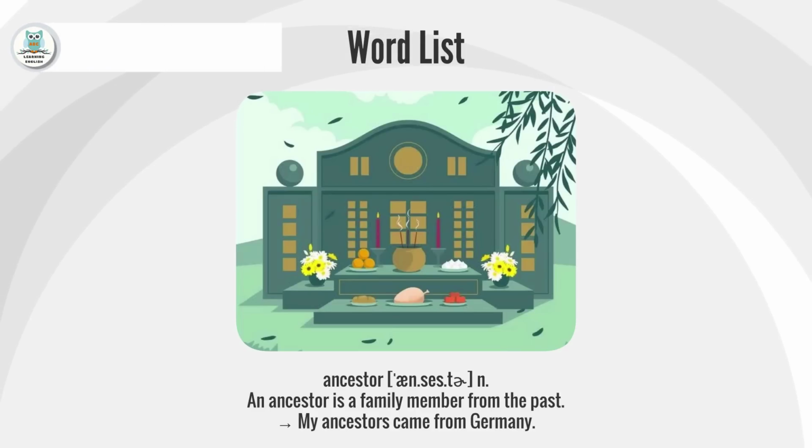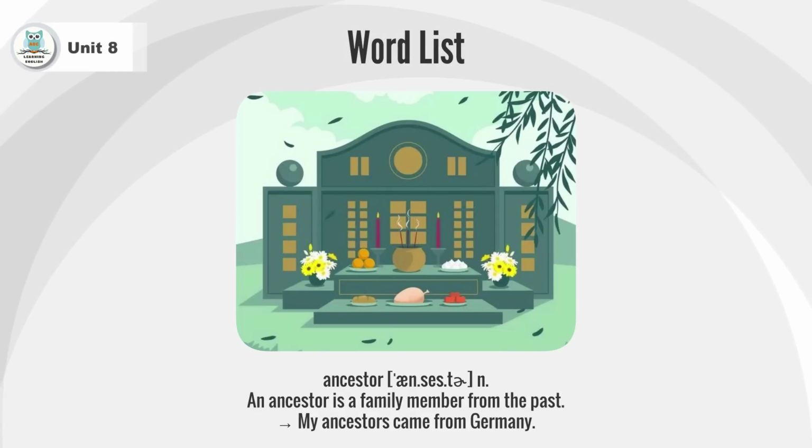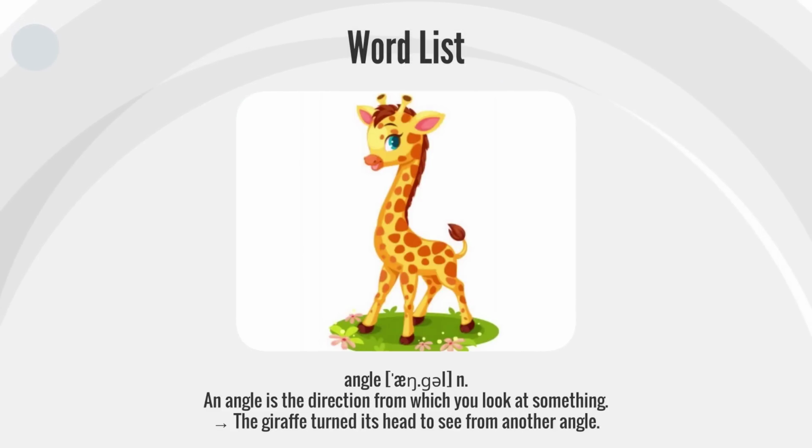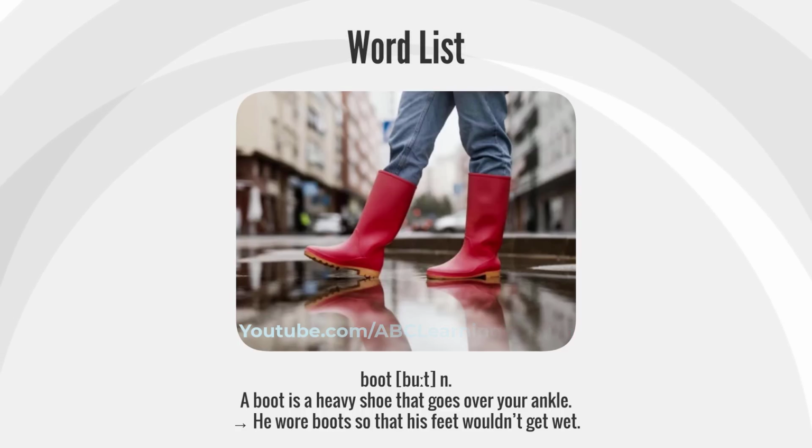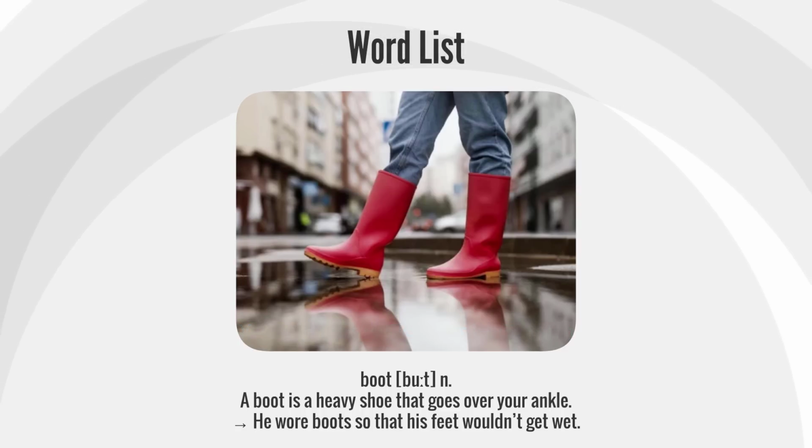Ancestor. An ancestor is a family member from the past. My ancestors came from Germany. Angle. An angle is the direction from which you look at something. The giraffe turned its head to see from another angle. Boot. A boot is a heavy shoe that goes over your ankle. He wore boots so that his feet wouldn't get wet.